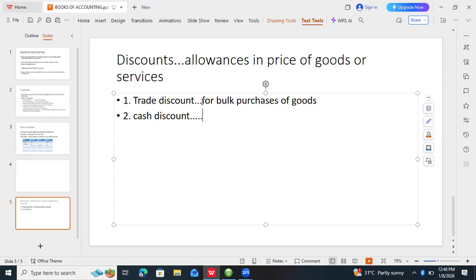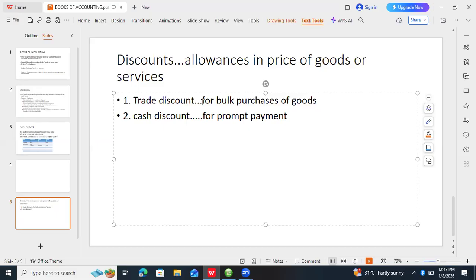The cash discount, on the other hand, is given for prompt payment, when you make payment promptly. And this one too, we experience it. Sometimes when you go to a shop to buy something, they say, okay, if you pay right now, you pay 20 cedis. But if you are going to pay next month, you pay 30 cedis. So you see, you get a reduction of 10. That is, instead of paying 30 cedis, you pay 20 for making a prompt or an instant payment. So these are the two types of discount in accounting, right?